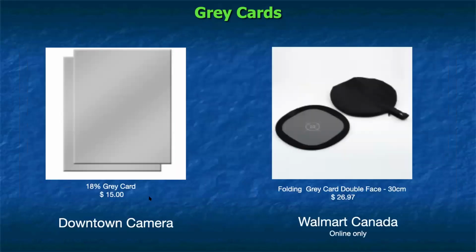And that's from Vistech. Downtown Camera, they have a, this photo doesn't show me what it is. I'm assuming it's a hard plastic. It could be paper. I don't really know. But it is 18% gray card, and it's $15. And then they have a folding. It's not Lastolite. They don't have that. Sorry, this is Walmart. And Walmart starts for $26.97.